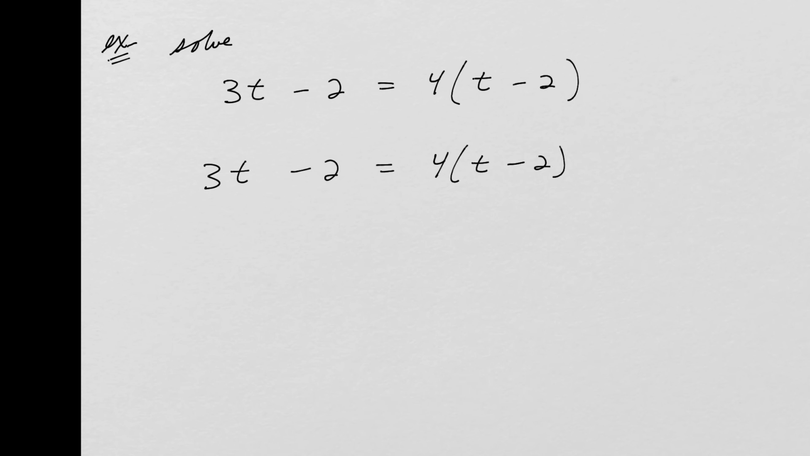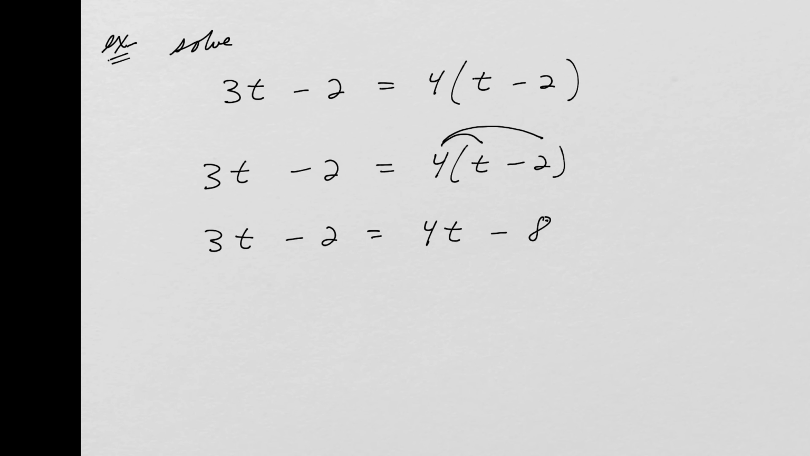So using the distributive property, right, I can multiply 4 times t and then 4 times negative 2. So the left-hand side, nothing has changed, just leave it. 4 times t is 4t, and then positive 4 times negative 2 is negative 8. Okay, now I want to solve this for t.